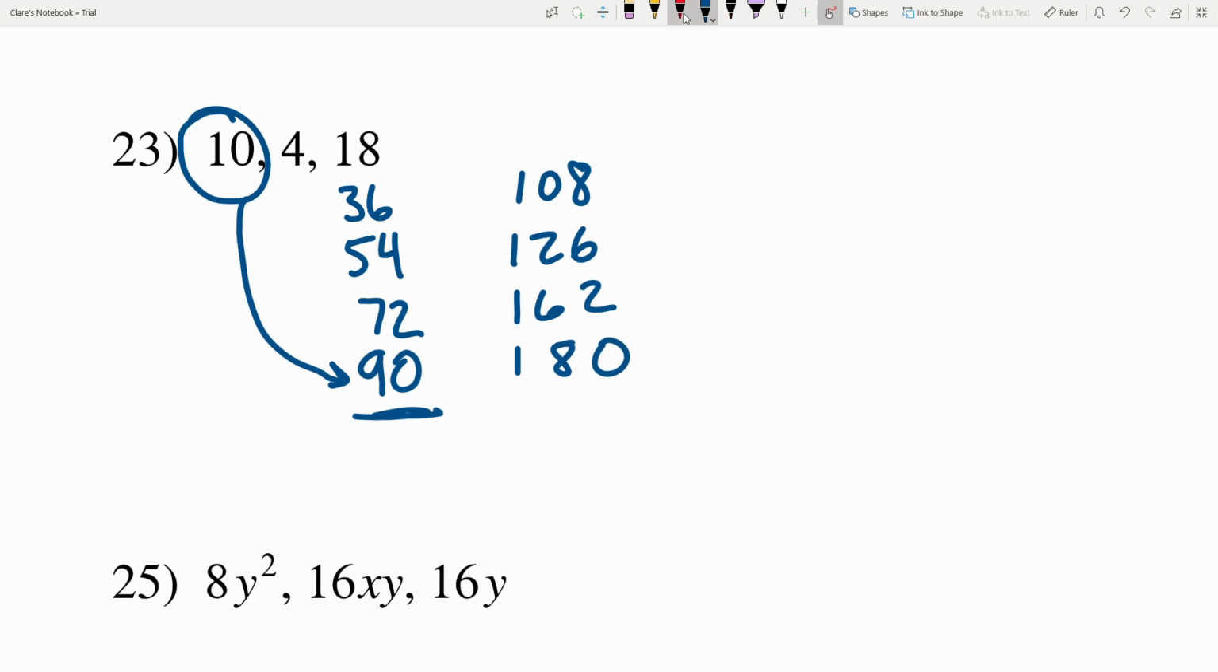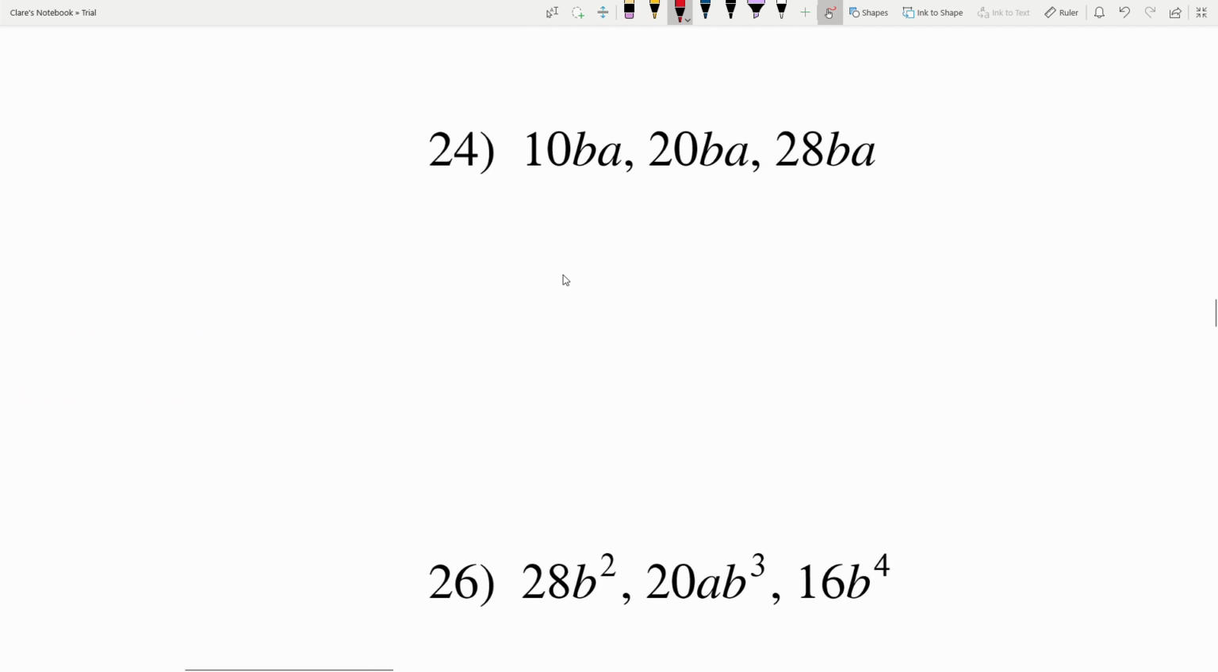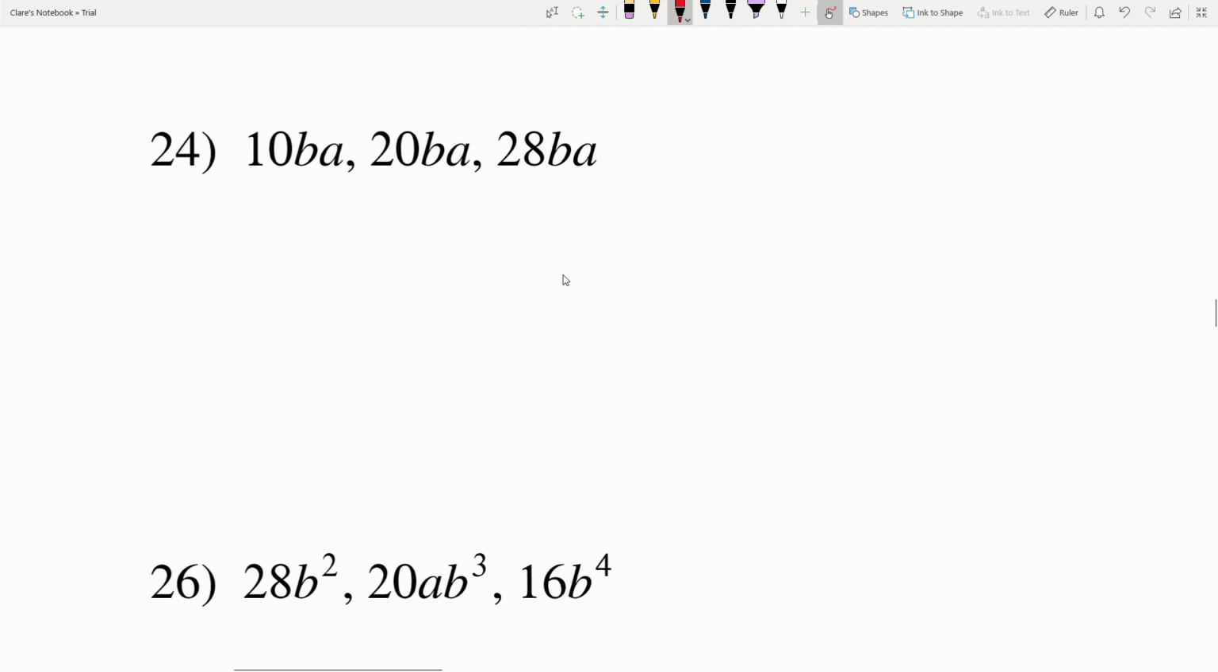Oh, here's another candidate because 180 ends in a 0, so it's divisible by 10. And does 4 go into 180? Yes, both 10, 4, and 18 are all factors of 180. So 180 is our LCM in number 23. Let's move on to number 24. In number 24, we're back to some variables.